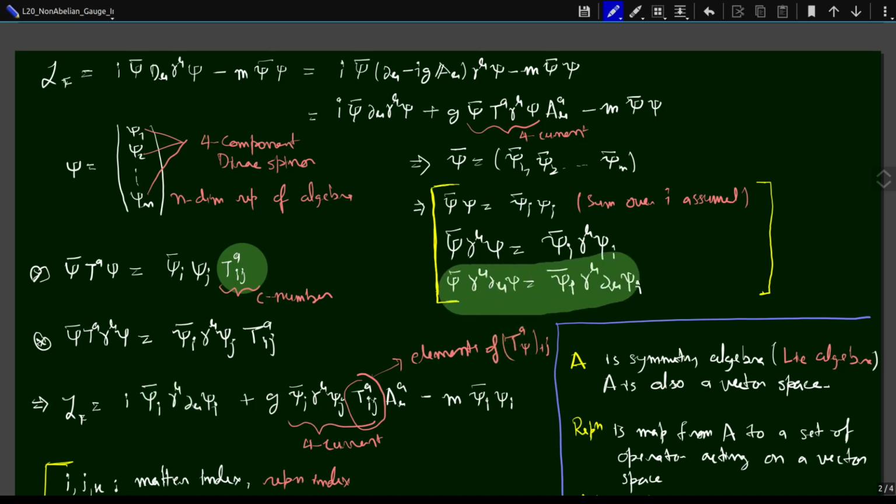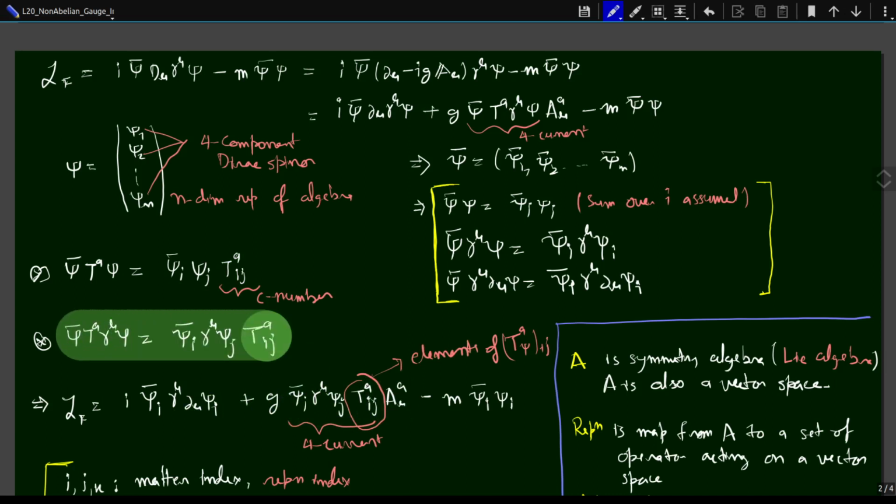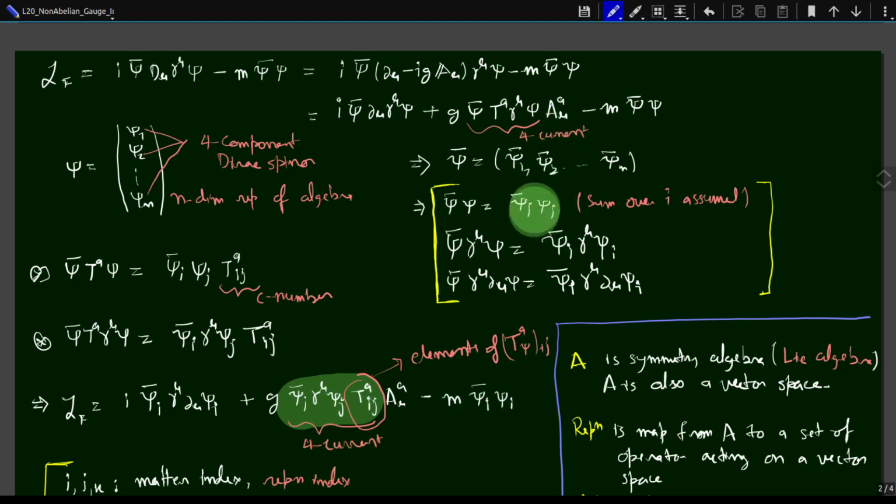So that is using this particular relation over here. Okay, and this is G times psi I bar gamma mu psi j ta I j a mu a. Here I am using this particular relation. Okay, and this is the element of ta psi ij. Okay, and this particular thing from here to here, including the ta, is the 4 current, exactly like here, because I'm just writing this in a component form. Okay, and of course m times psi bar I psi, which is just using this relation.